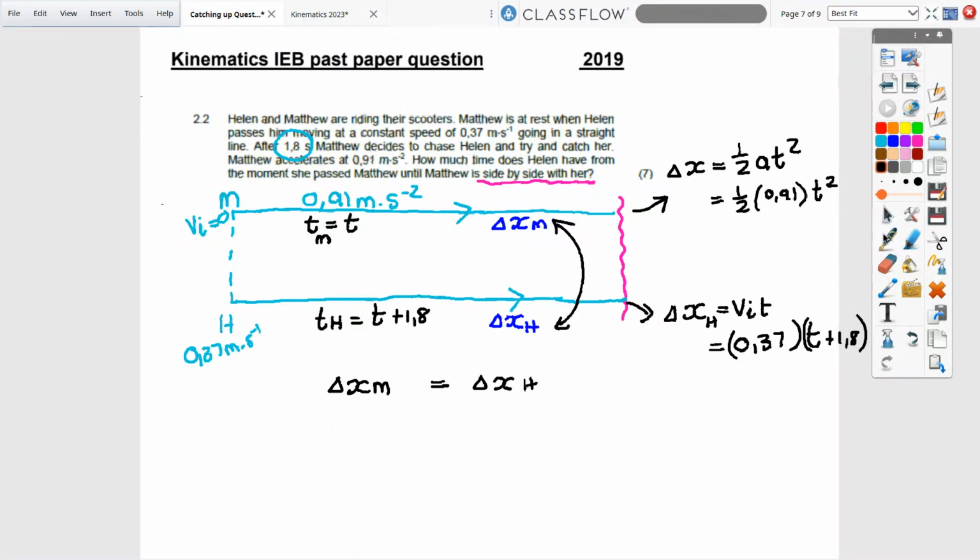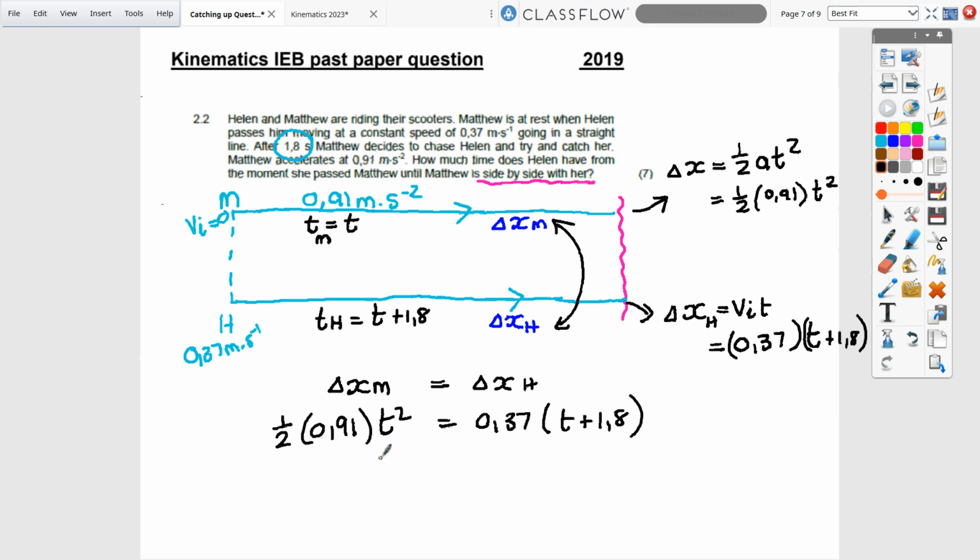Now we can say these two delta x's are equal to each other. So let's do that. We said already Matthew, which is a half times 0.91. Now it becomes just plain algebra equals 0.37. Oh, I forgot. That's not a square. See, that's why I didn't want the square there. t plus 1.8. And now we just have to solve this quadratic equation.